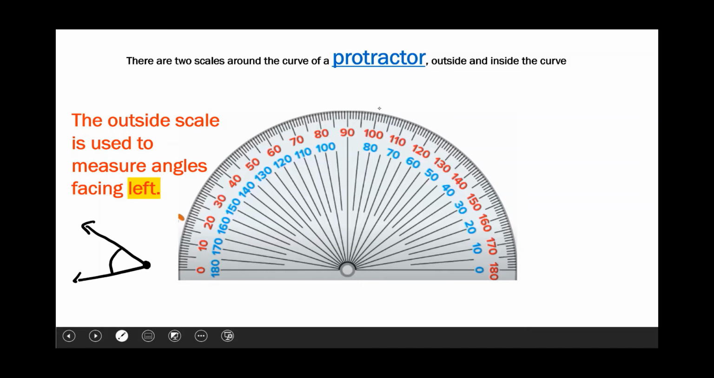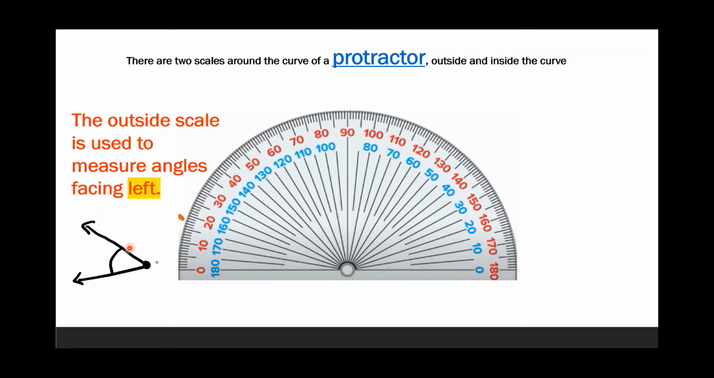Now, as you can see here in the protractor, you see this blue color, and you see the scale, the numbers with the red color and the numbers with the blue color. Now, the outside scale is used to measure angles facing left. If you have any angle which is facing towards the left, you are going to use the upper scale. This will be very easy for you to measure an angle.